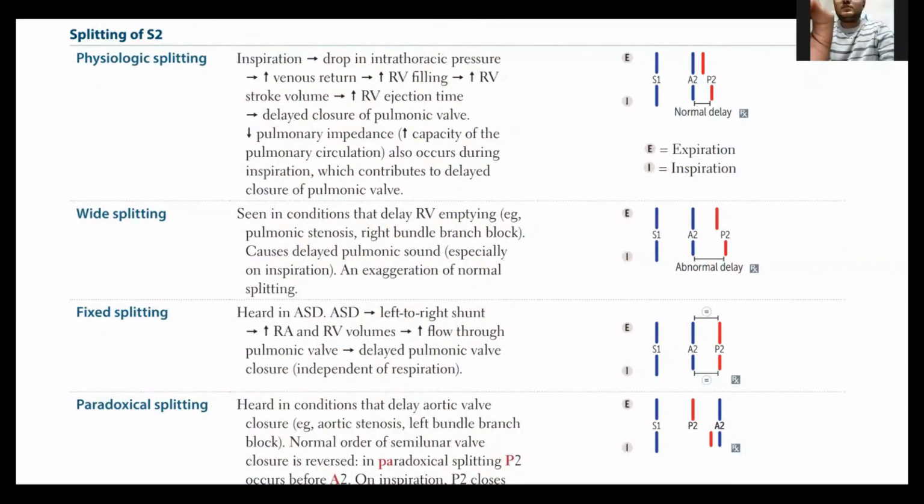What is the splitting of S2? What is physiological splitting? When there is inspiration, there is a drop in intrathoracic pressure. When we breathe in during inspiration, the intrathoracic pressure is decreased. You know that all the major vessels are in the thorax. So what will happen when there is decreased pressure at this intrathoracic level? The pressure on the inferior vena cava is also decreased. It is common sense. When there is decreased pressure in the inferior vena cava, what will happen?